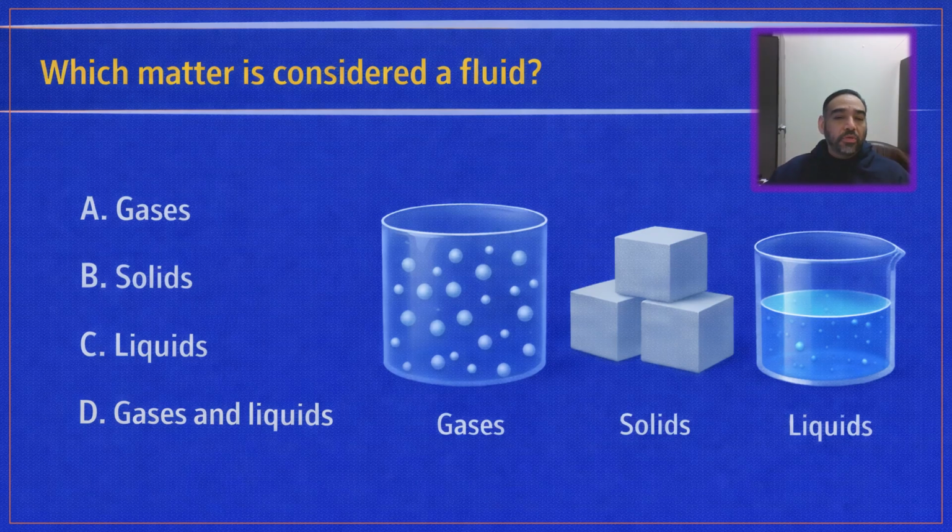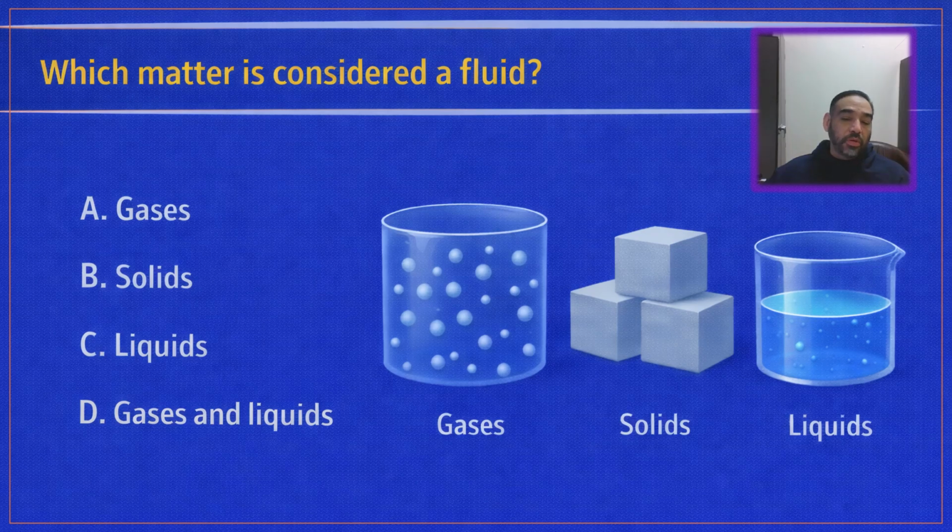When we look at B, solids, well, solids are not fluids. Why? Going back to the definition, solids have a fixed shape. They resist deformation. They do not continuously flow when a small shear force is applied. If you push on a solid, it may bend slightly, but it doesn't keep flowing like a liquid or a gas would. So solids do not meet the definition of fluids.